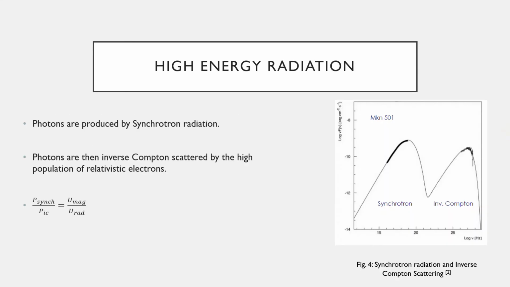In high energy sources, photons are produced by synchrotron radiation. These photons are then scattered by the inverse Compton process and given a new higher energy, as we saw on the previous slide. We can relate the power of the photons produced by the synchrotron radiation and the inverse Compton photons using the magnetic and radiation energies of the source. This graph shows the flux versus the frequency of both the synchrotron photons and the inverse Compton photons, and we can see how closely the two are related.